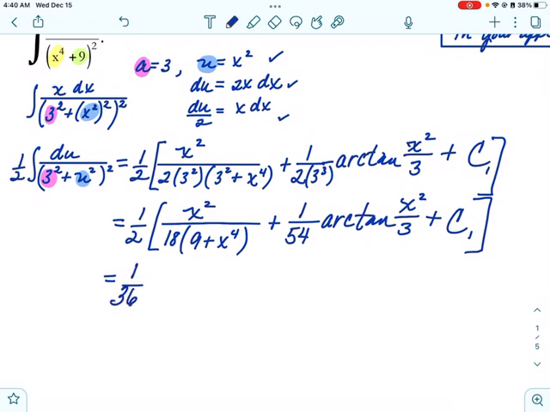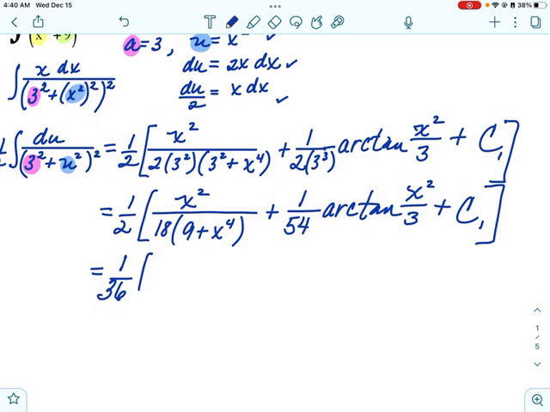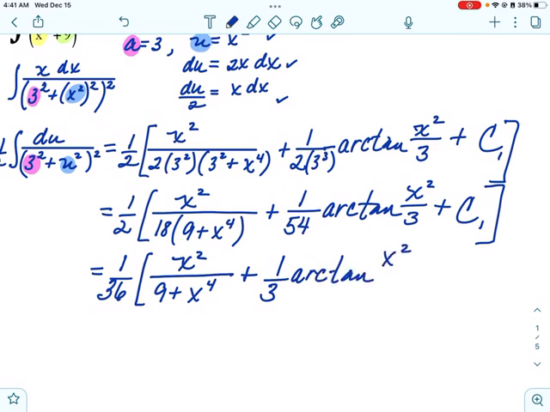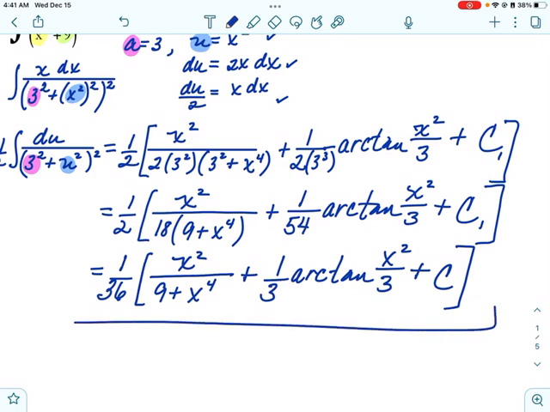Factoring an 18 out of the denominator from the two terms leaves me with an x squared over 9 plus x to the 4th, plus then we have a 1/3 arctan x squared over 3 plus c, and I'll just leave it like that. Okay, and here is the final answer.